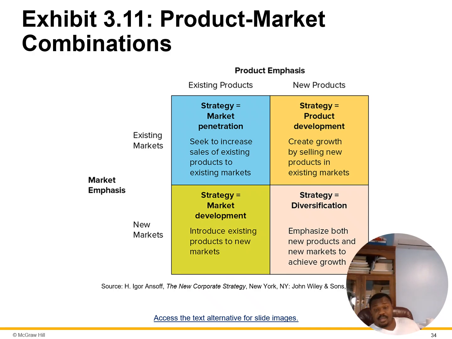Now there's an existing market and there's a new product. So what we have to look at is the strategy of product development, because there's an existing market and we want to create a new product. So we have to look at the strategy for product development. We have to create growth by selling new products in existing markets.